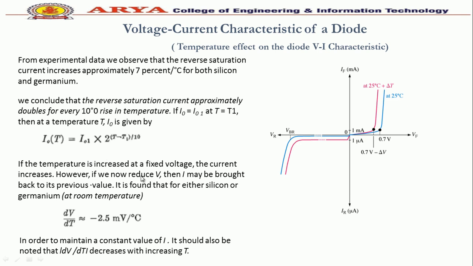So if the temperature is increased at a fixed voltage, the current increases. But if we now reduce the voltage, then I may be brought back to its previous value. So it is found that for either silicon or germanium at room temperature, del V upon del T is of the order of minus 2.5 millivolt per degree centigrade. So in order to maintain a constant value of I, it should be noted that mod of dV upon dT decreases with increasing temperature. So this particular trend can be shown through this figure.